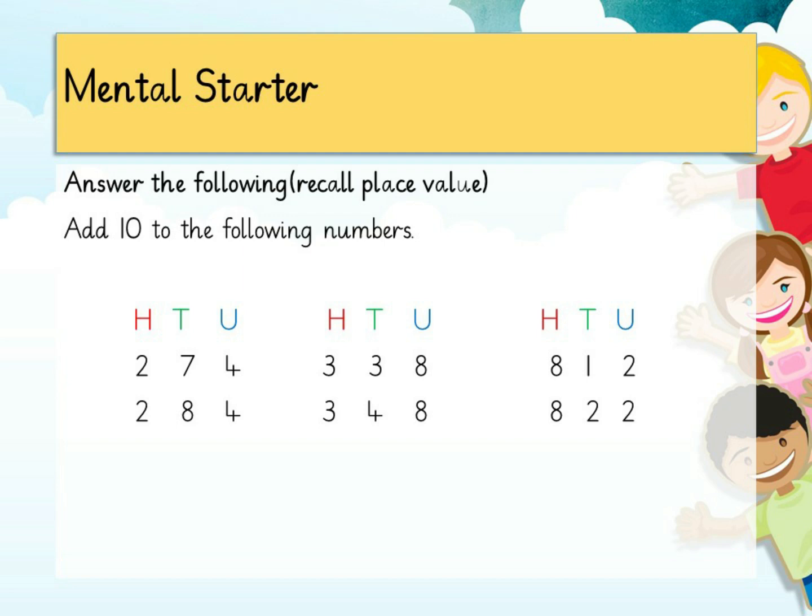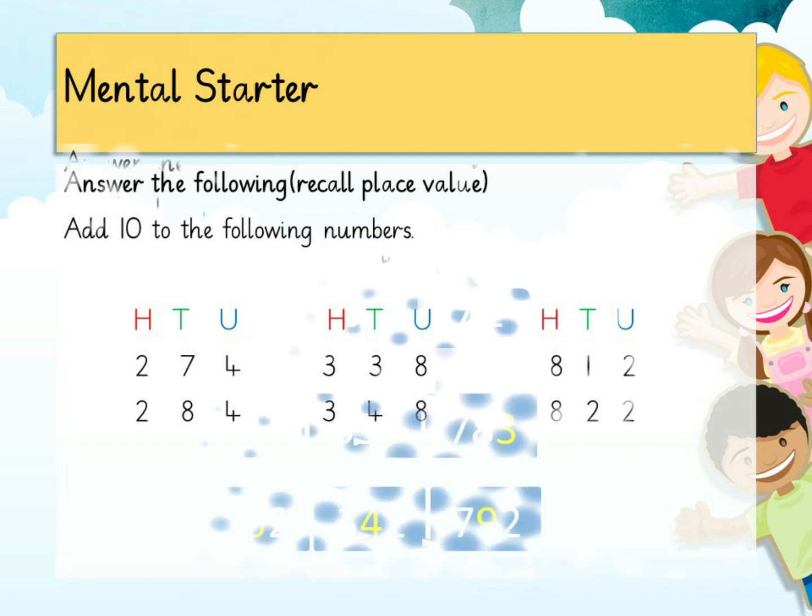Yes, let's come up with the answers. Yes, the first number is 274, and it will become 284 because you added 1 at tens place. Next number is 338 and it becomes 348. And our third number is 812 and it will become 822 by adding 1 at tens place. Correct.